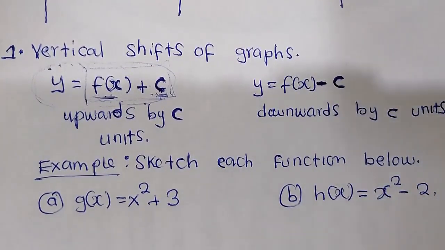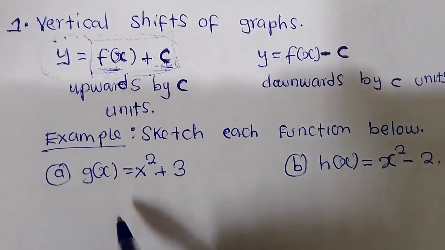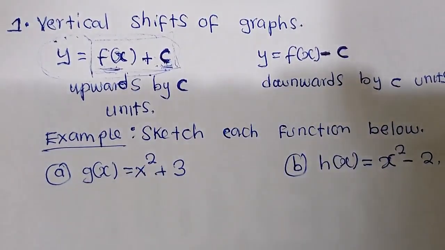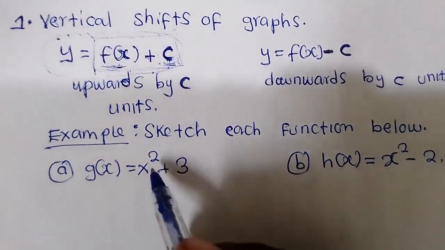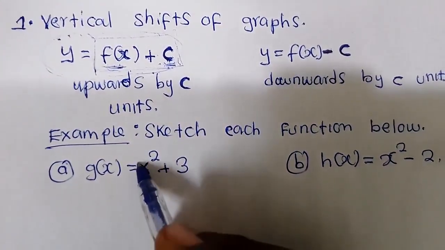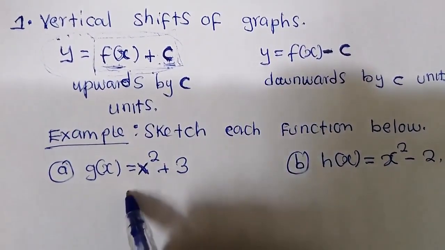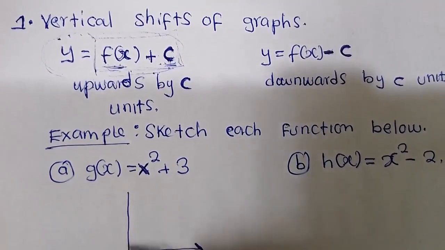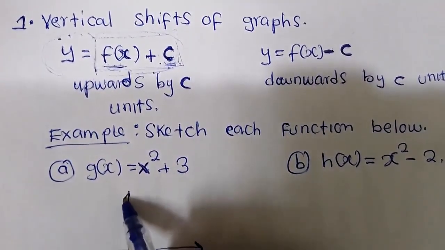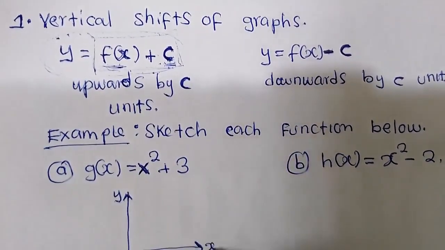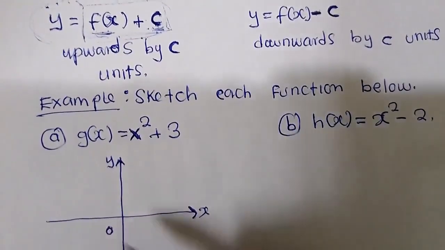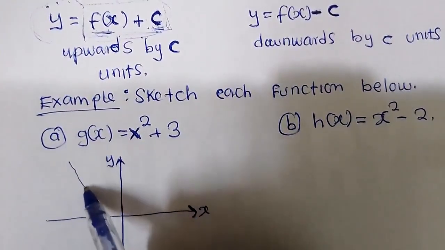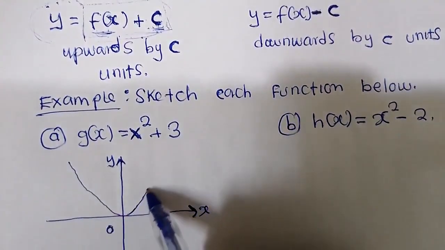The way we are going to sketch this is that I'm going to start with this one. The first thing you need to do is sketch the original. The original is x squared. How does that graph look like? This is the y-axis, this is the x-axis. The original graph looks like this.